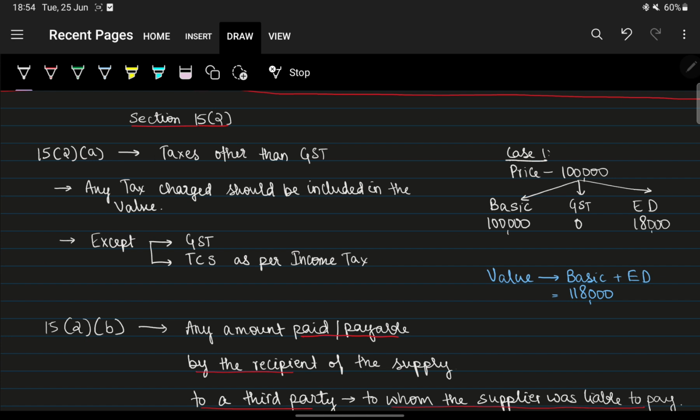Very simple, right? Let's go through it again. Any tax charged should be included in the value of supply except for GST and TCS as per income tax. There is TCS as per GST also, and for that the same section 15 is applicable for valuation. So these two won't be added to the value of supply, and every other tax will be added.